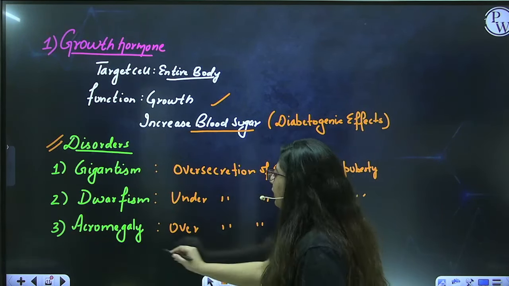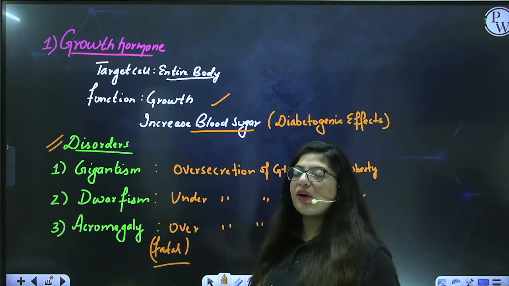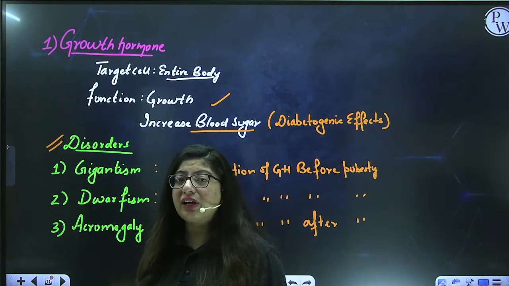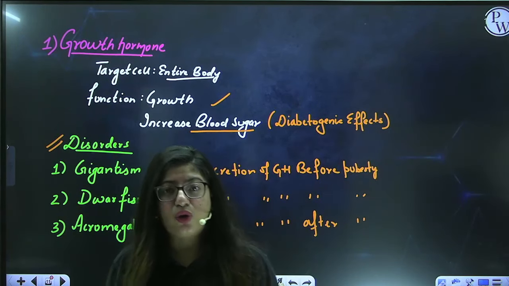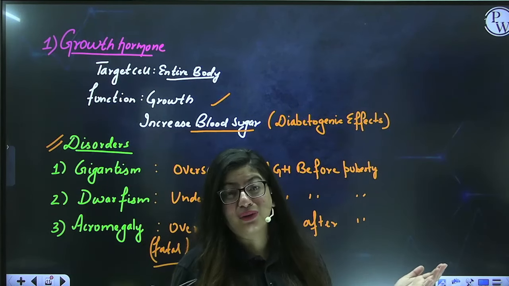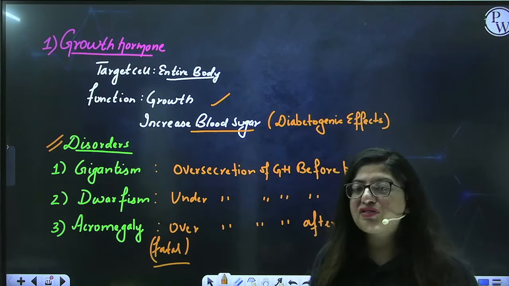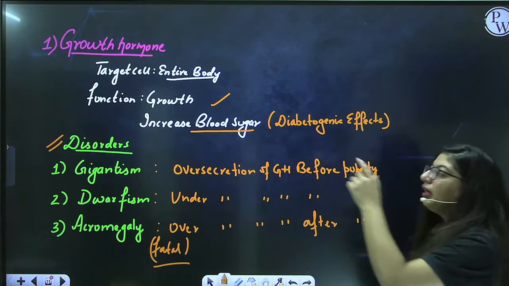So acromegaly can be fatal if not detected, and in many cases it is not detected at all, because you will never get to know whether you have high growth hormone. You have never even imagined that you may have high growth hormone, and you cannot detect that your heart size is increasing, right? So these are the disorders related with growth hormone.